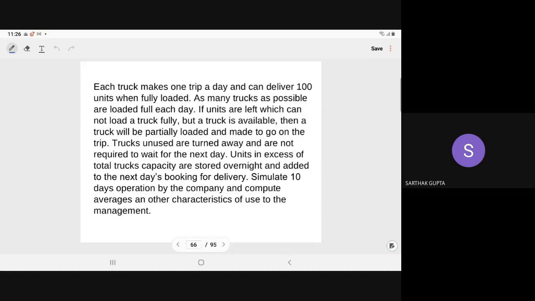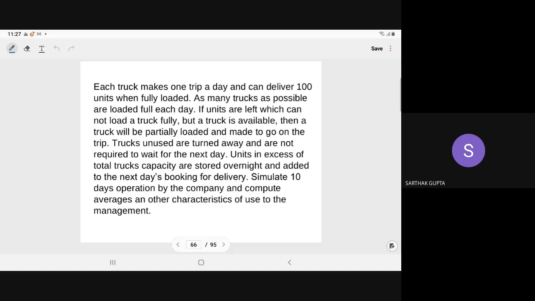Each truck makes one trip a day. That is the restriction: a truck cannot repeat, cannot take more trips. A truck can deliver 100 units when fully loaded. So in one trip, it can transport a maximum of 100 units. As many trucks as possible are loaded full each day.